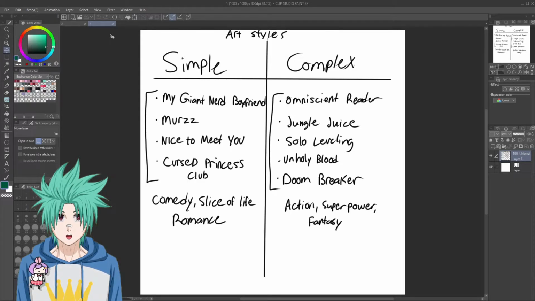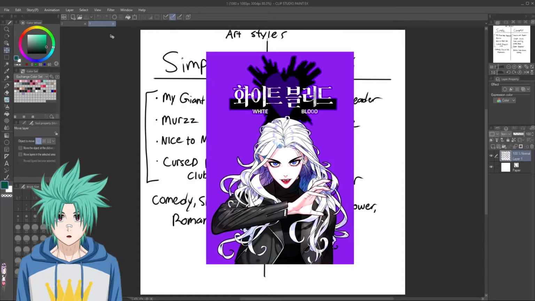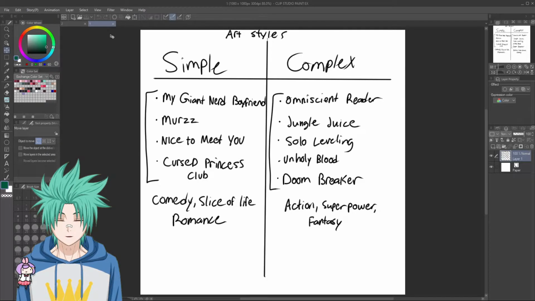And then with complex art style, you have Mission Reader, Jungle Juice, Solo Leveling, Holy Blood, Doombreaker, action, superpower, fantasy genres. But a little exception with these are probably studios that are making these Webtoons. But I think the point still stands that those genres tend to be a little bit more complex with their art styles. So, it all depends on you. You can mix and match. You can have a simple looking action, superpower, fantasy Webtoon.